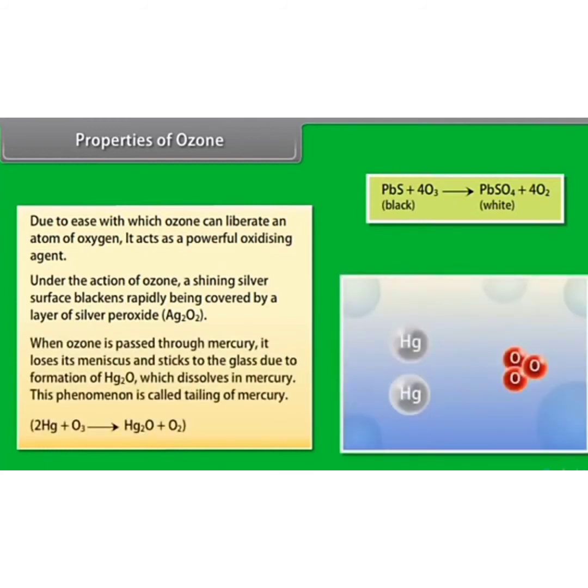When ozone is passed through mercury, it loses its meniscus and sticks to the glass due to formation of Hg2O, which dissolves in mercury. This phenomenon is called tailing of mercury.